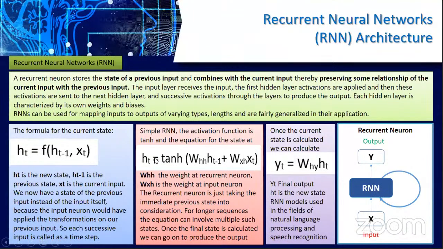Once you calculate the current state, that is H suffix t, you will be able to get the final output. The final output is called Y suffix t. So you say Y suffix t is equal to W suffix hy into H suffix t. H suffix t is nothing but the new state, and Y suffix t is the final output that you get every time, right? RNN is generally used for NLP, natural language processing, but you can very well use RNN for intrusion detection classification also. I'll show you the online source also for it.